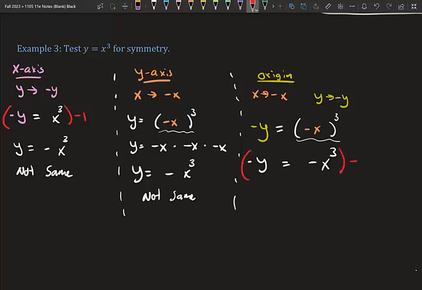We multiply or divide by negative 1 to get y by itself. And when we do, we have y equals now positive x cubed. Oh, that's the same. It worked. So it's actually only symmetric with respect to the origin.